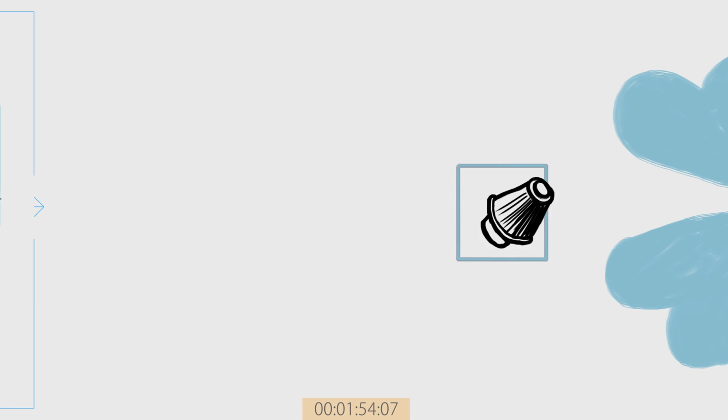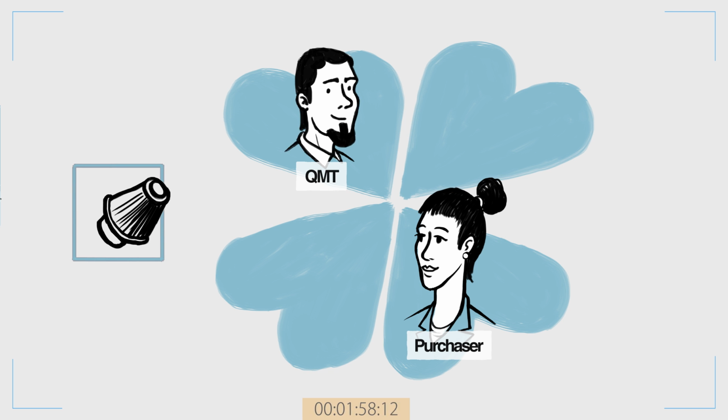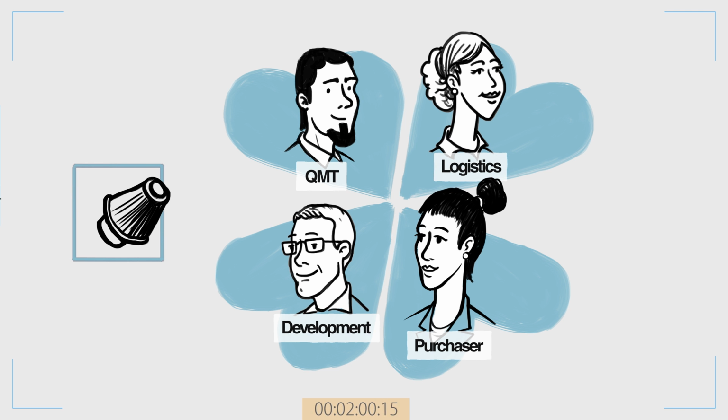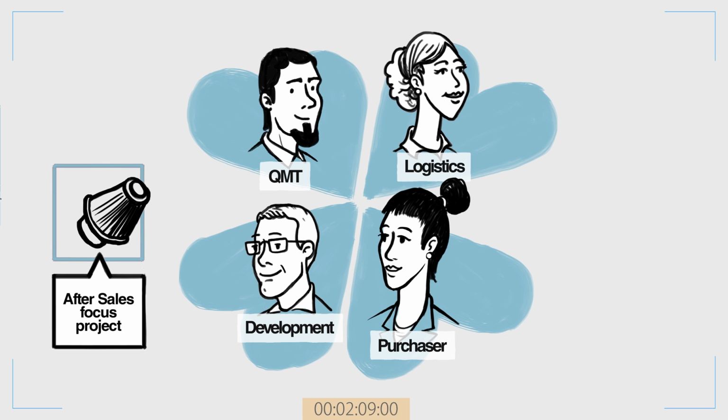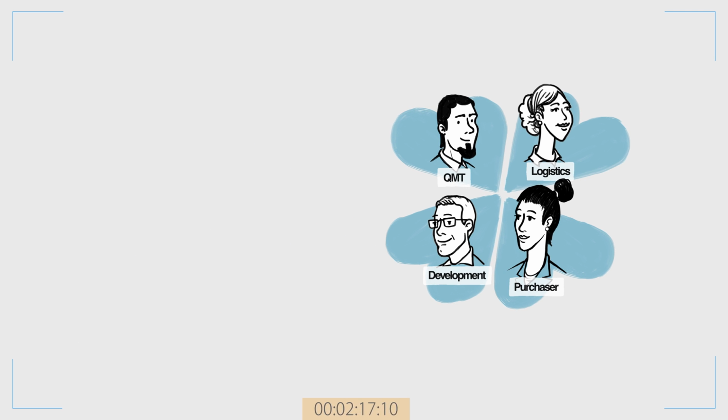As the next step, the purchaser invites her process partners from QMT, Logistics and Development to the Cloverleaf kickoff meeting. If the component group is specified as an after-sales focused project in the CSCS, Julia also invites her colleague from the Department Supplier Management After Sales to the Cloverleaf kickoff meeting.